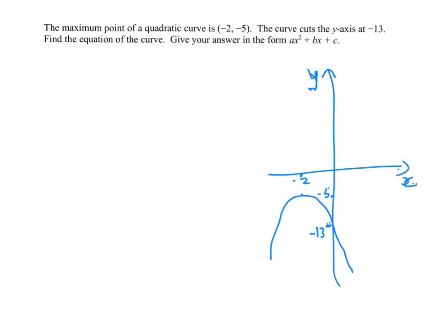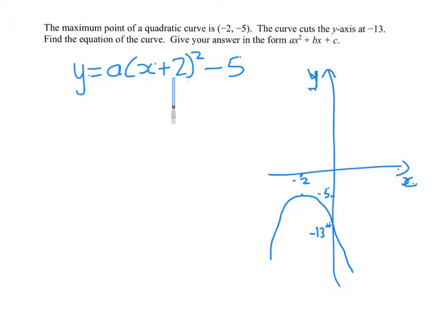But let's set this up. We know this equation is going to be y equals a lots of (x plus 2) squared minus 5. Well, how do I know that? This is a general form that gives me the minimum point. The a on the outside, we'll find that in a second, but we've got (x plus 2) squared.